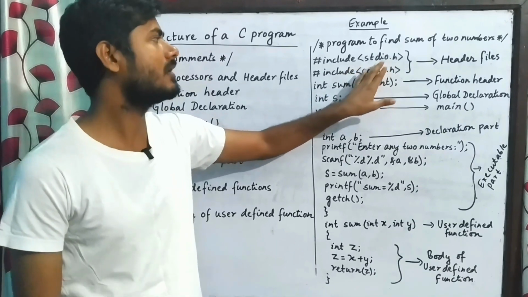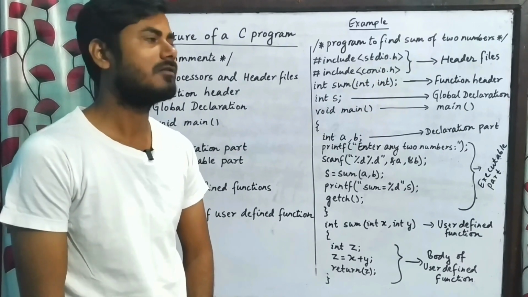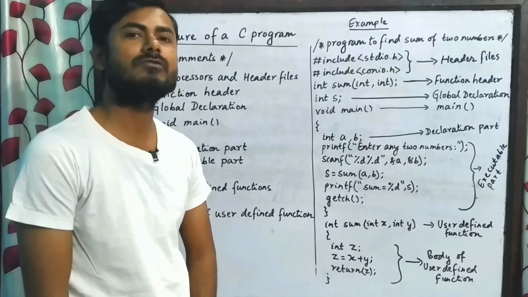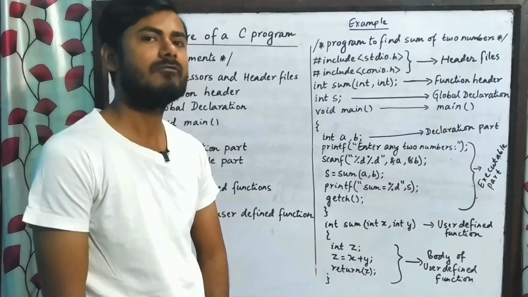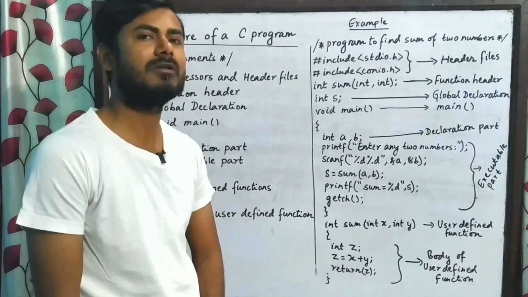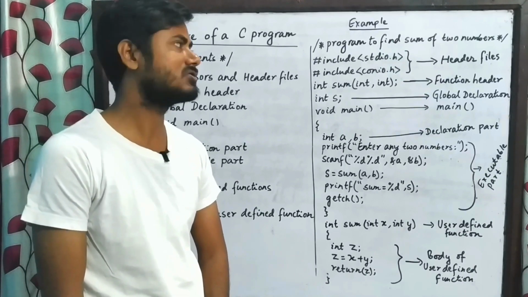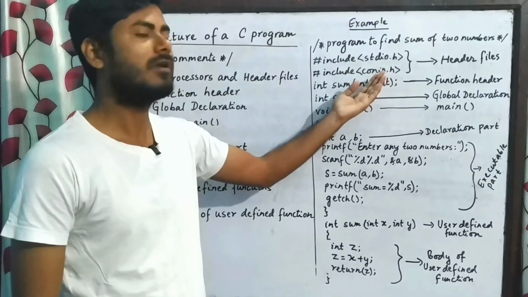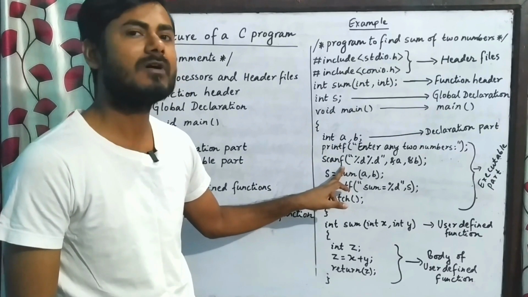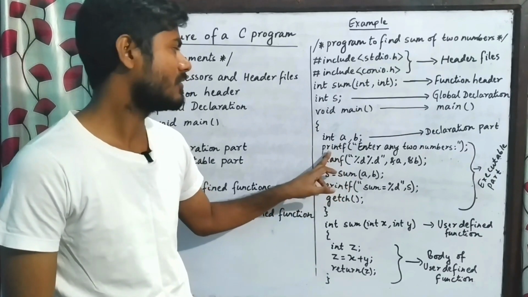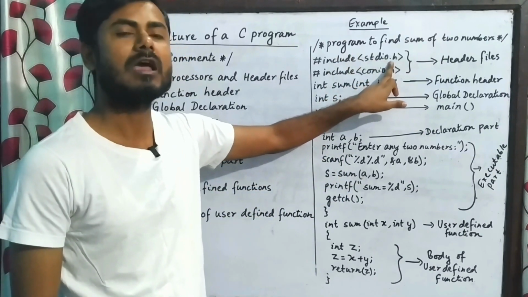Let me tell you briefly, in header files some library functions are stored, and if we want to use any library functions, then through these header files we can use them. Different library functions are available. In upcoming lectures we shall discuss these library files and their functions too. For suppose printf, scanf, these library functions are accessible through this stdio.h header file.